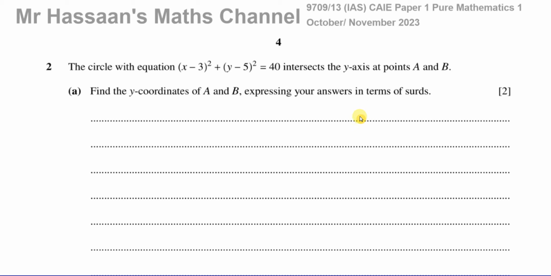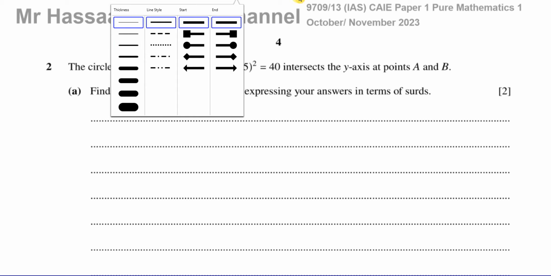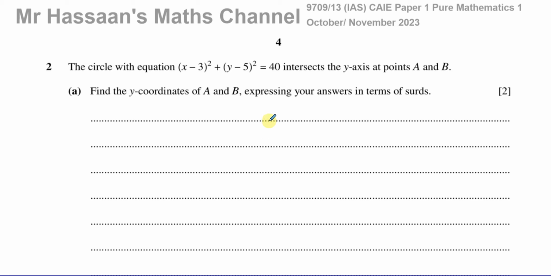This is question number 2 from the October-November 2023 Pure Mathematics P1 paper. This is paper 1 from 9709, sorry. This is variant 3 of the October-November exam from Cambridge. So here we have the circle with the equation (x − 3)² + (y − 5)² = 40. It intersects the y-axis at the points A and B. Find the y-coordinates of A and B, expressing your answer in terms of surds.